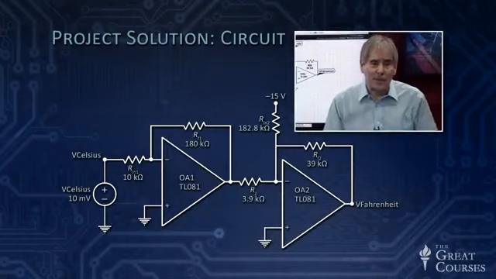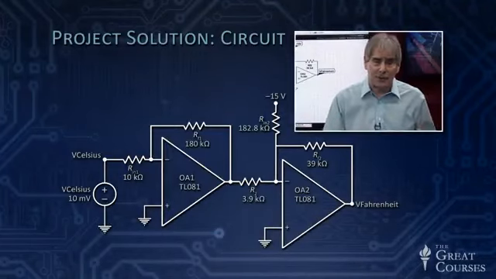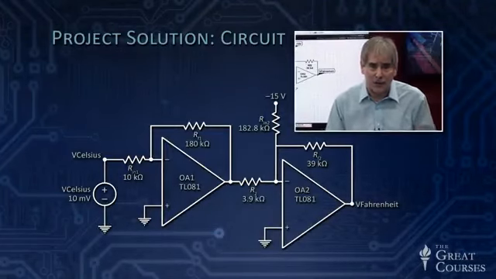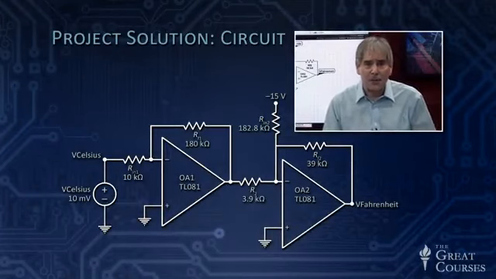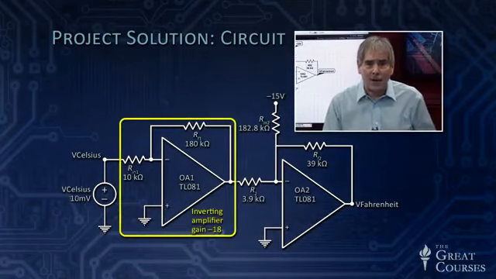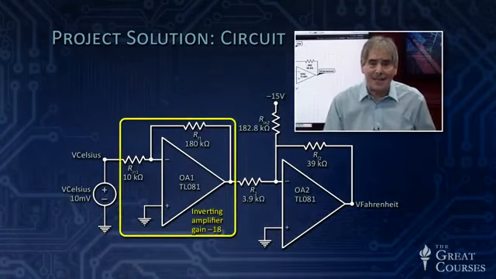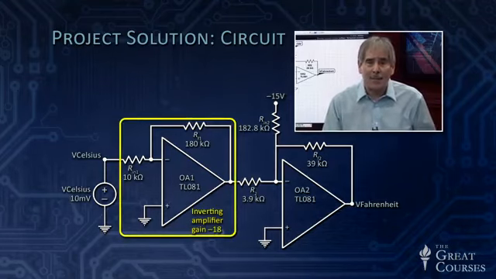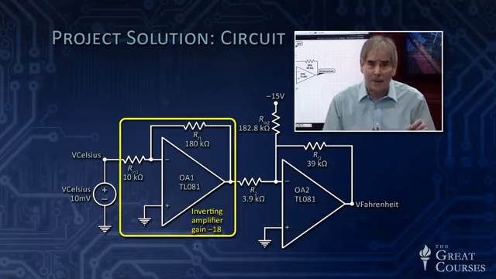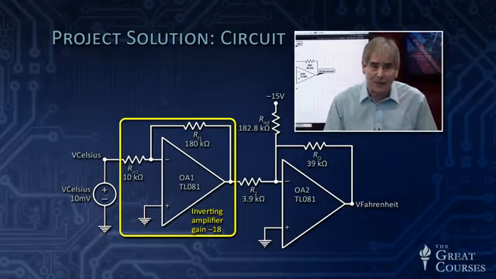Okay, so here is my solution, and I'll talk about my Circuit Lab solution, and then I'll show you the implementation also in Do Circuits. So here's what I've got. I've got an inverting amplifier with a gain of minus 18. Why minus 18? Because the difference between Celsius and Fahrenheit is a factor of 1.8. 1 Celsius degree is 1.8 Fahrenheit degrees, so we need that conversion.